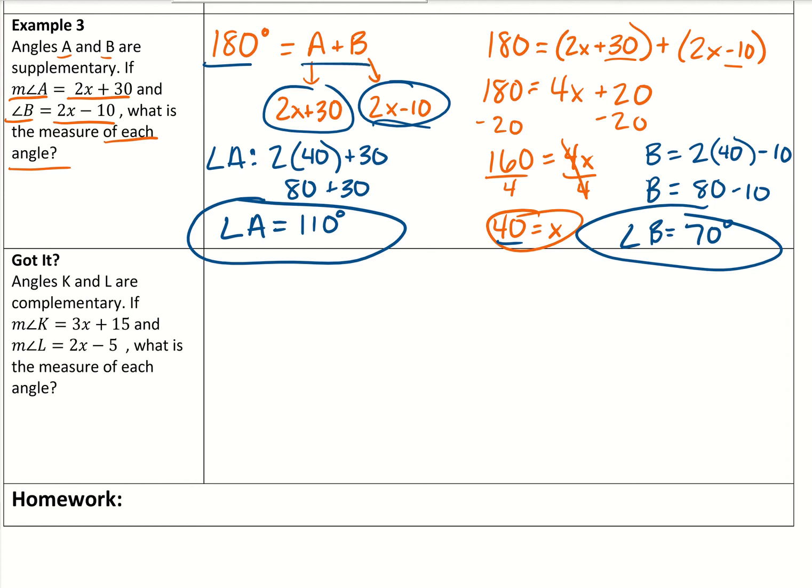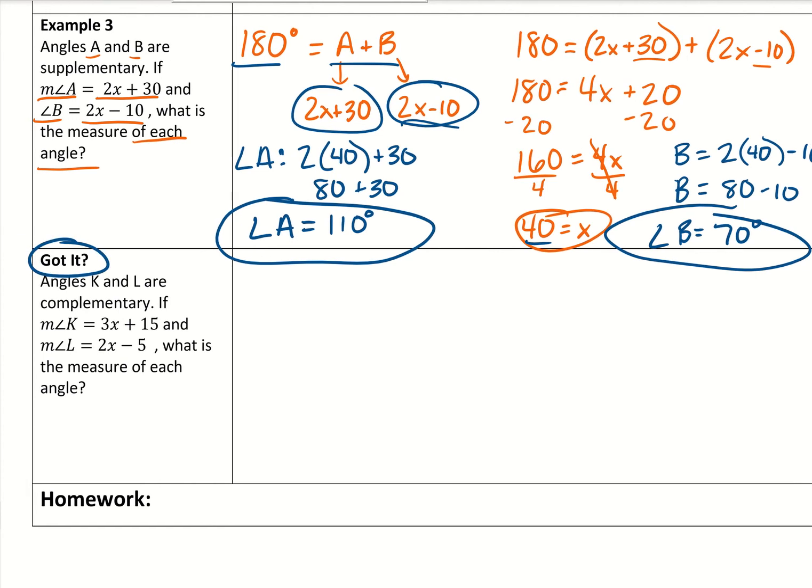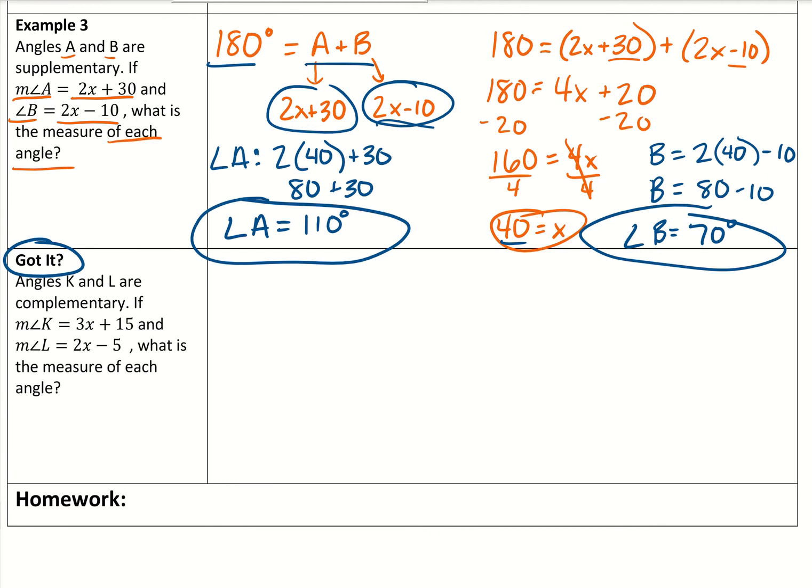You're just taking A plus B, or in the got it problem, it'll be K plus L, and then you set it equal to either 90 or 180, depending on if it's supplementary or complementary. Then you just want to plug in the expressions that they give you. So for that one, it'll be those two for K and L. Go ahead and try out the got it problem. After you do that, we're going to move on to the rest of the part 2 angle and line measurement stuff.